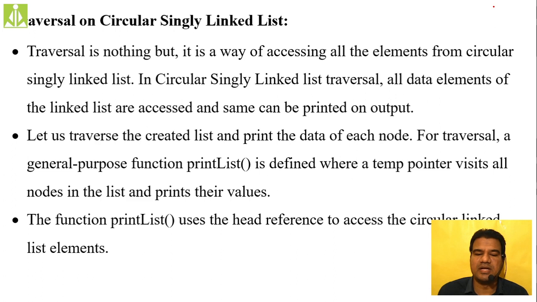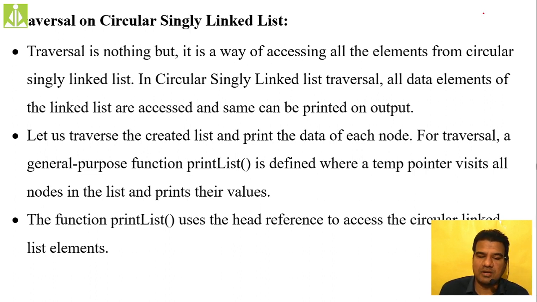Okay. Traversal on a circular singly linked list. Traversal is a way of accessing all the elements from a circular singly linked list. In circular singly linked list traversal, all data elements of the linked list are accessed and the same can be printed on your output screen. Let us traverse the created list. I mean, whatever list we have just now created, that list we do the traversal.